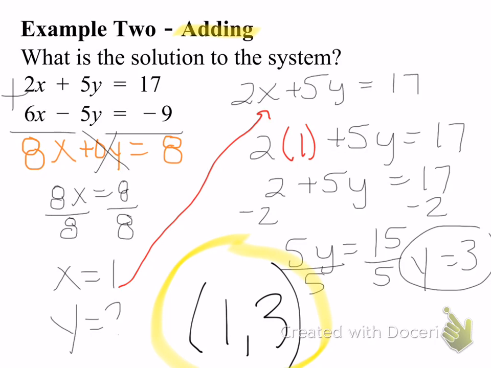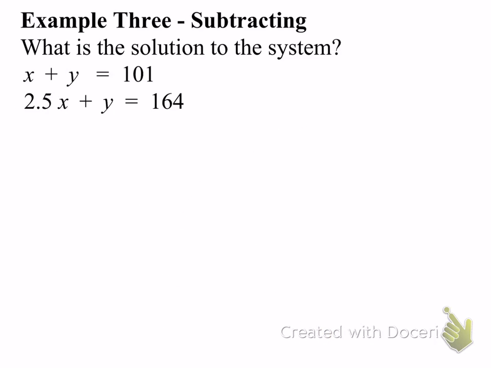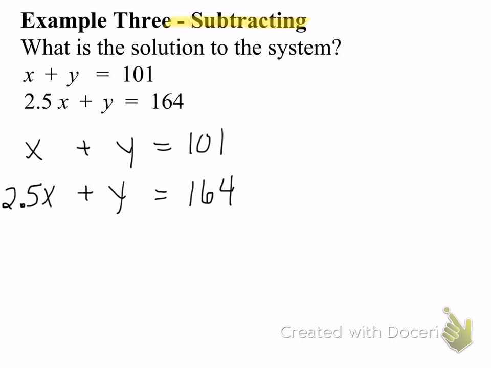All right, let's go ahead and jump to our next problem, example number 3. And we know for this one we will be subtracting. I gave us that hint, so make sure you guys notice the differences. For our first step, we need to line up our variables. So we've got our x plus y equals 101. And then 2.5x plus y equals 164. So I lined them up, and I'm going to draw my line.